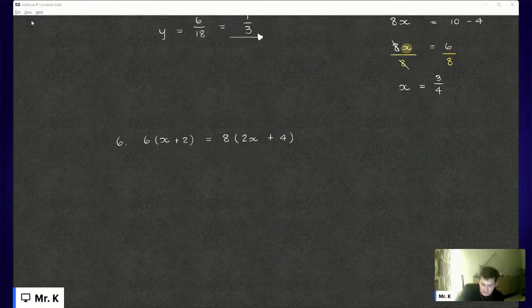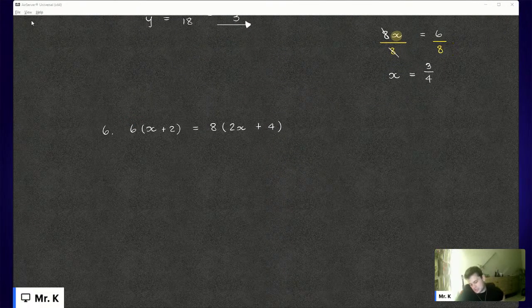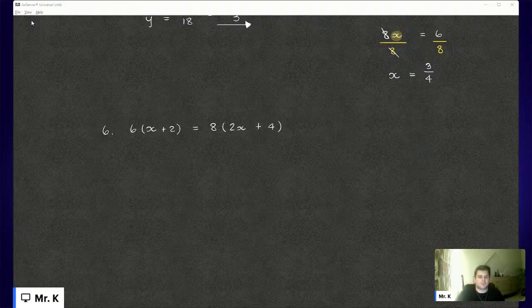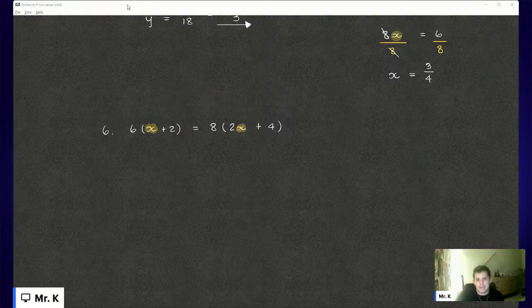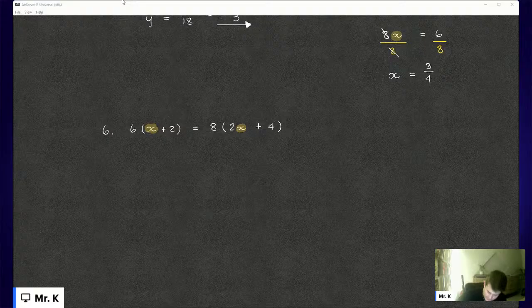Guys, let's go through this last example over here. 6 times x plus 2 is equal to 8 times 2x plus 4. How would we go about solving this equation? Remember, solving means that we are working with the intention of finding the value of the variable. I've used x quite a lot today, but there's nothing wrong with that. So let's find the value of x in this case. What value can I put into x's place that will make this equation true? Or in other words, make sure that the left-hand side of this equation is equal to the right-hand side.